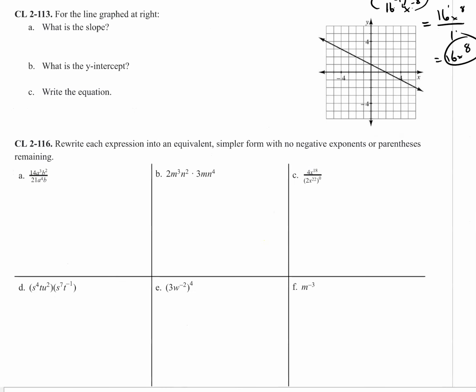For the line graphed at the right, what is the slope? What is the y-intercept? What is the equation? All right, so to find the slope, what you need to do is draw a slope triangle. Pick a point like here. It has to be a lattice point, a grid point. So you can't pick a point like there because it's just in the middle of everything. You have to pick a point right at the corner.